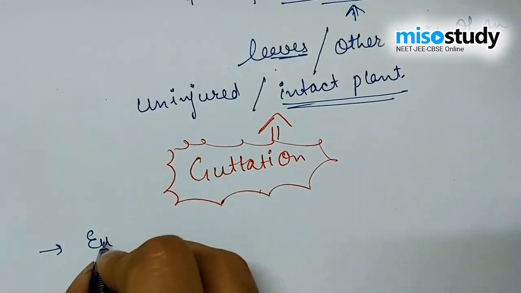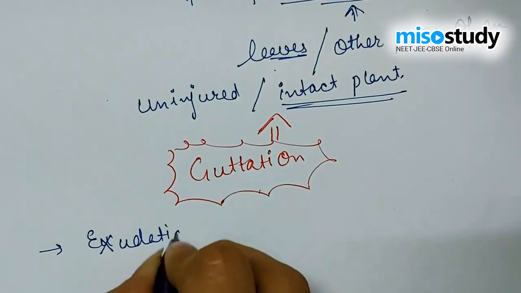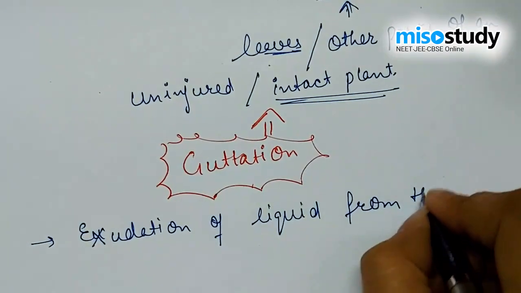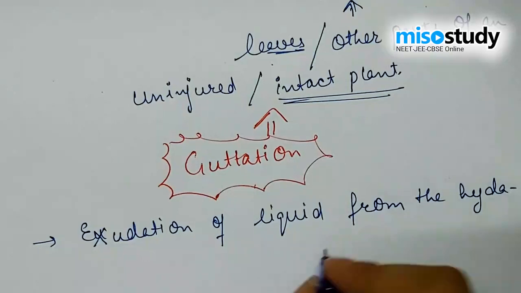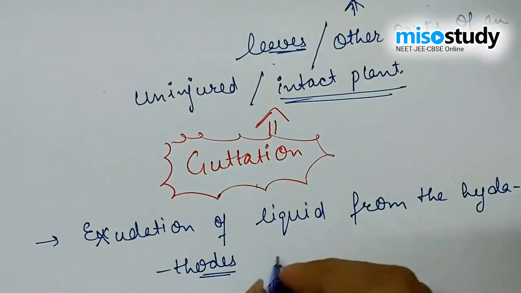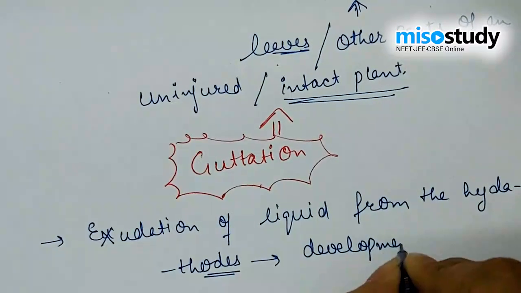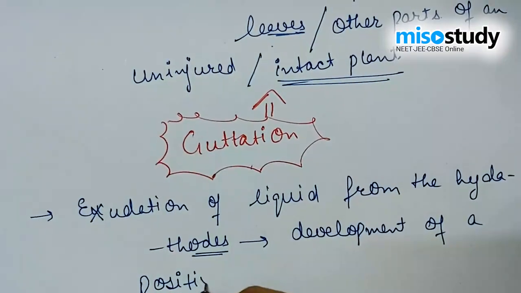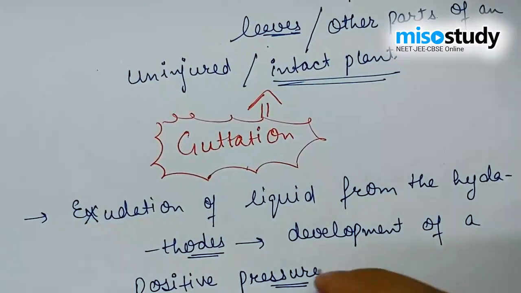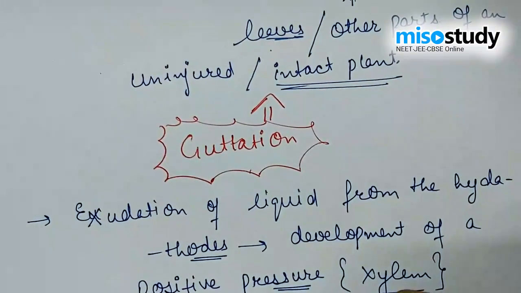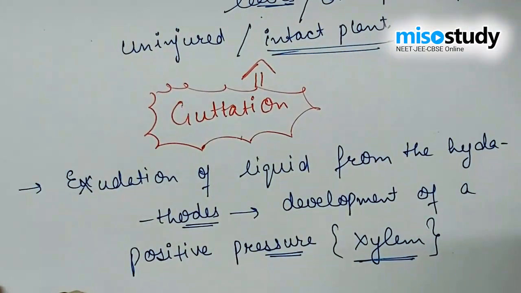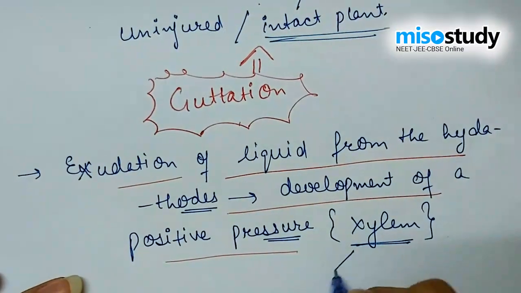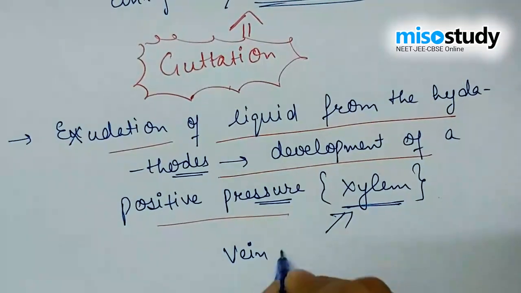Exudation of liquid from the hydathodes is generally due to the development of a positive pressure. That positive pressure is developed in the xylem, because xylem is focused on the transport of water from the root hairs to the plant parts. Positive pressure developed in the xylem is generally present at the vein endings.